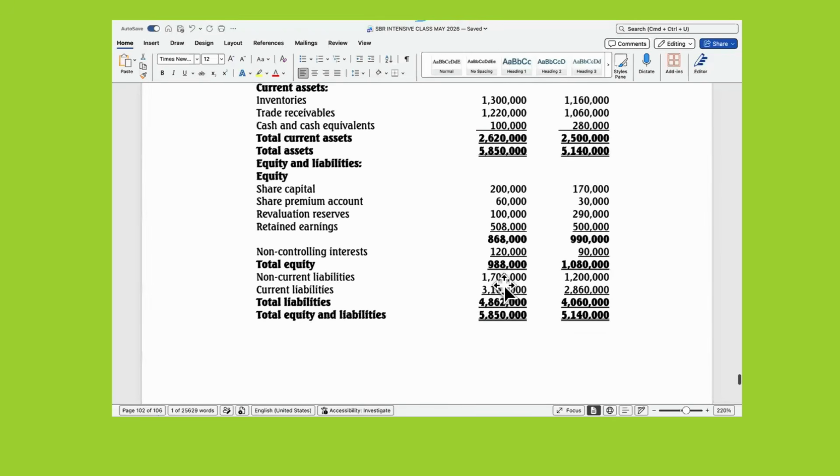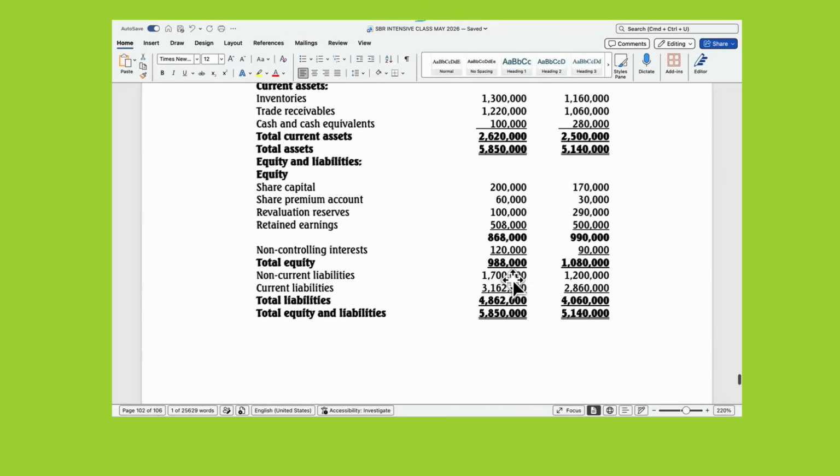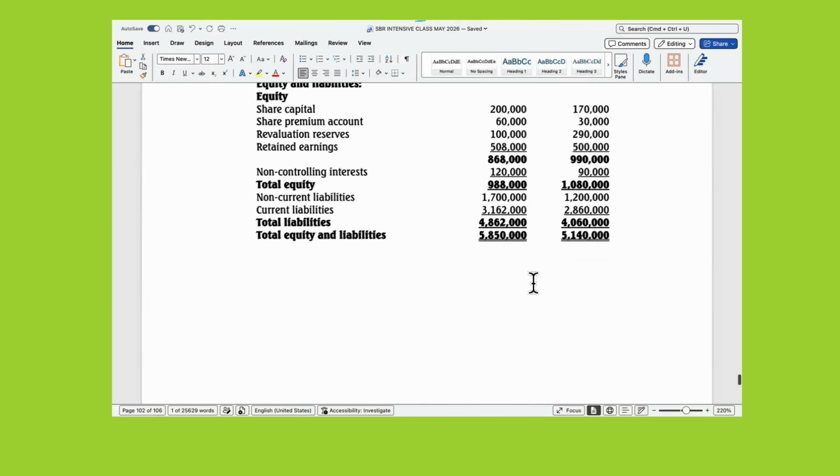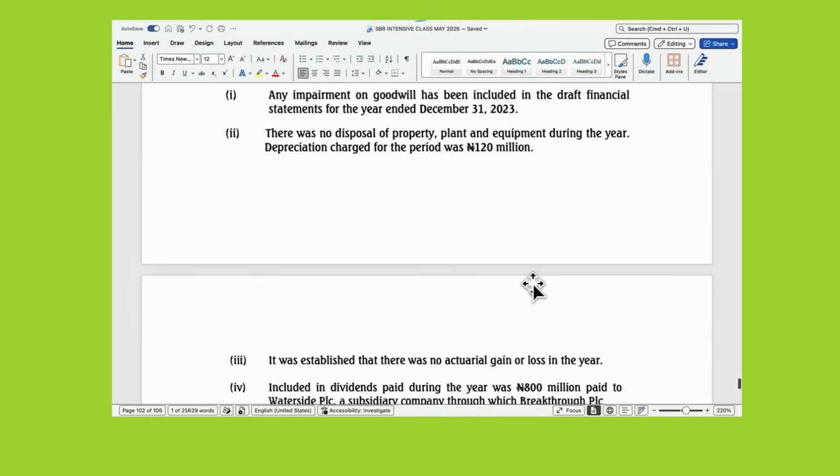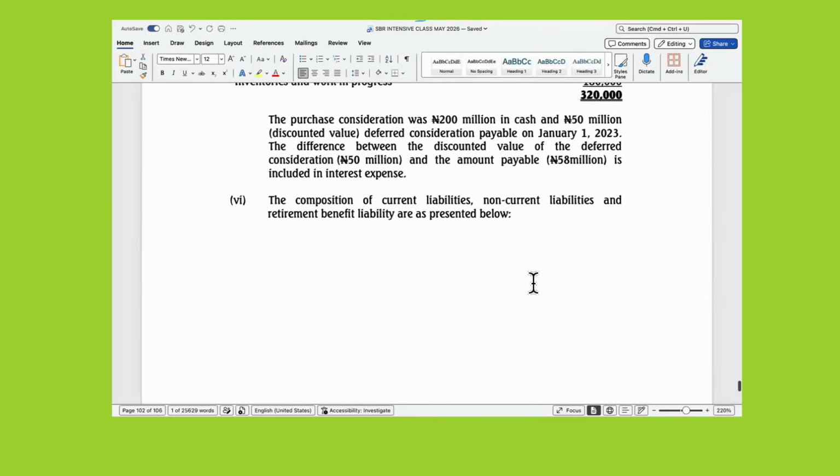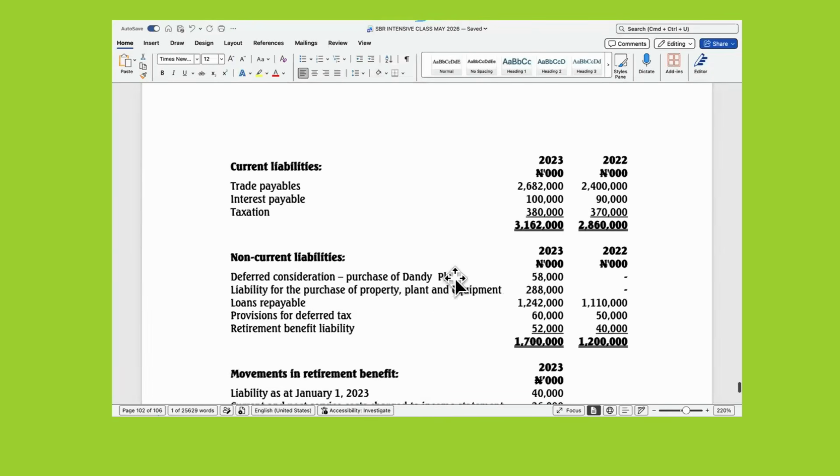Then, after NCI is non-current liabilities and current liabilities, and that will be all. They gave us the breakdown of non-current and current here. So, the first one is deferred consideration. It increased by 58, but we already captured the increase. We already captured 50 when we were doing goodwill value.